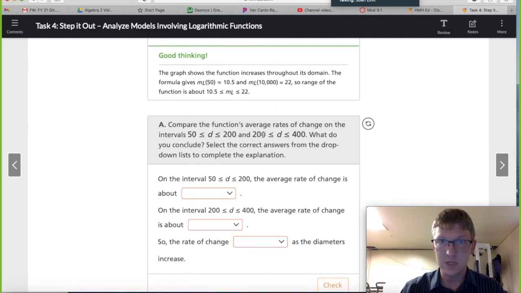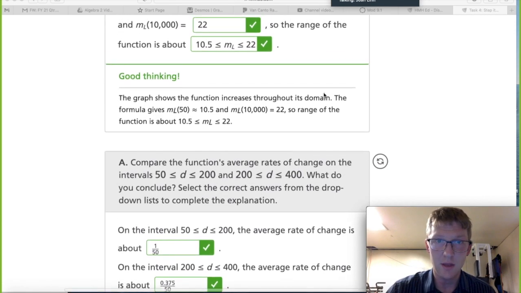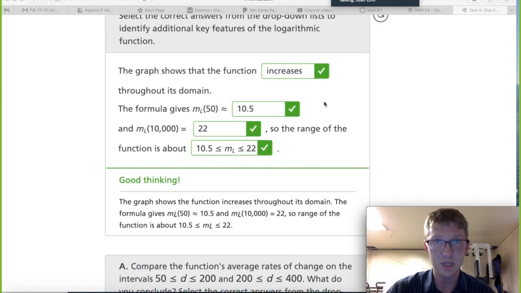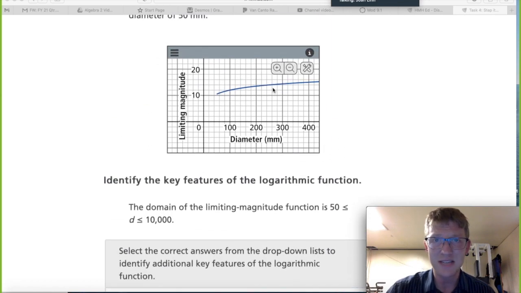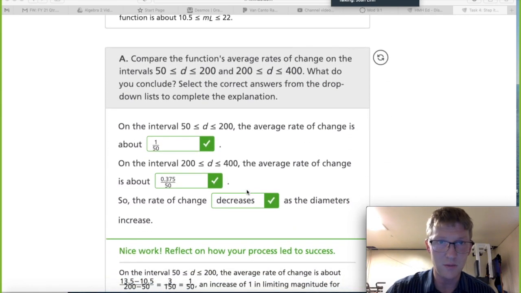So compare the function's average rates of change on the intervals 50 to 200, 200 to 400. What do you conclude? So the function's average rates of change on the intervals 50 to 200 and 200 to 400. So remember, average rate of change is the change in x over the change in y. So this is a terrible graph to see it on. So I just went ahead and entered the values in for us.